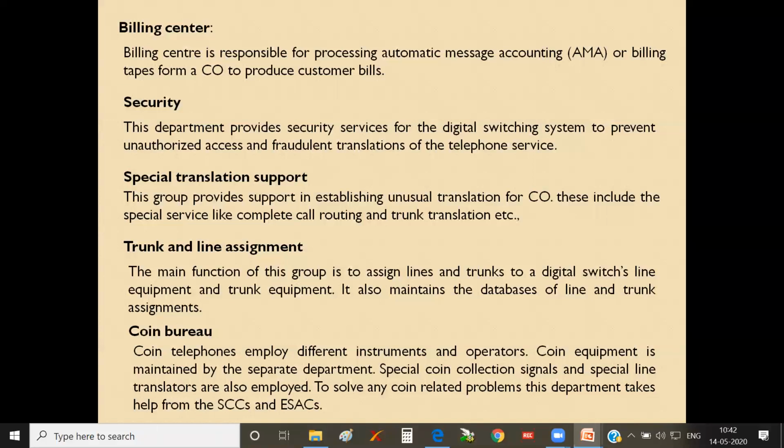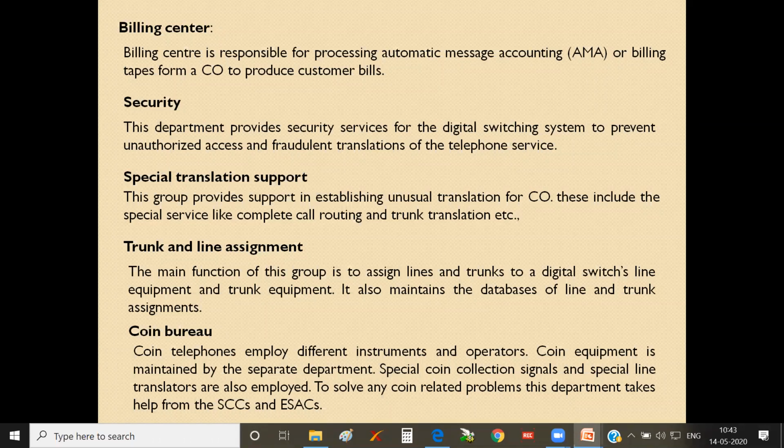to the subscribers. And if this is the concept, the other part of that is what? Security. This department provides security services for the system to prevent unauthorized access and fraudulent translations of the telephone services. As we know, why we need security during communication is because a third party should not steal the words or the information when two other persons are talking. So to prevent unauthorized access to the subscribers' calls, they make use of this particular department.